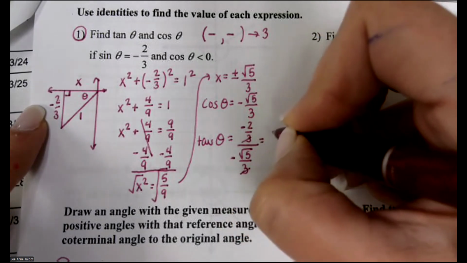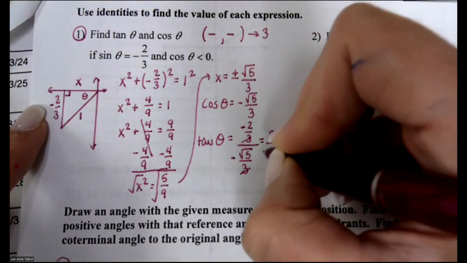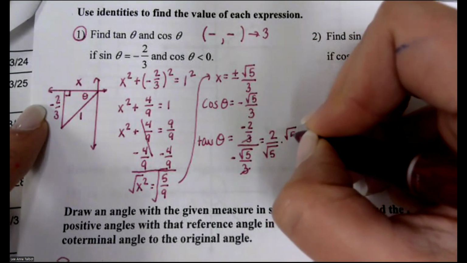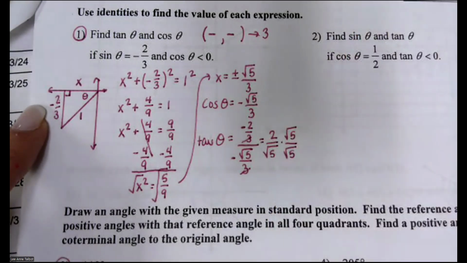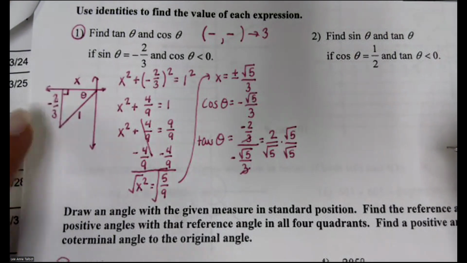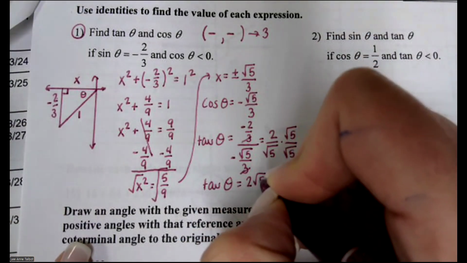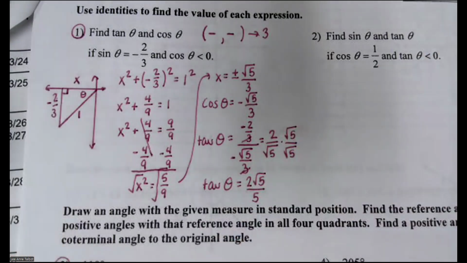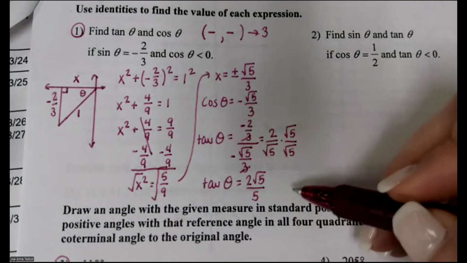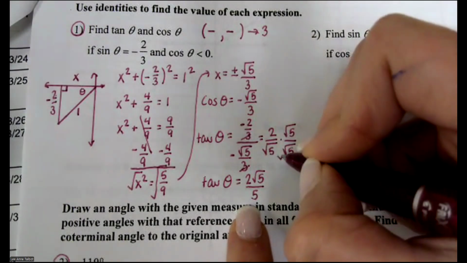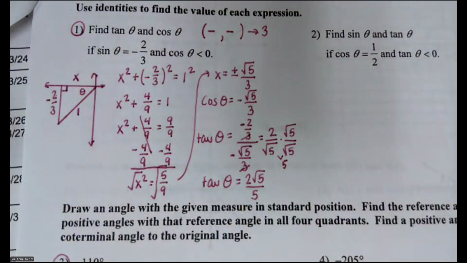Threes cancel. And the negatives also cancel. And I have 2 over root 5. Okay, then what? What's it called? Rationalizing the denominator. 2 root 5 over 5. Okay, do you guys see where I got 2 root 5 over 5 from? So 2 root 5, and then those two guys multiply together to get 5.